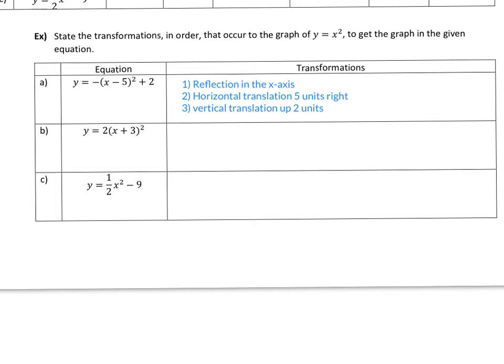Okay, looking at this second example here, we have the 2 out in front. That is positive, so it's still going to open up. We don't have that reflection in the x-axis, but what we have instead is that vertical stretch. It's going to make it skinnier. So we're going to say the first thing here is a vertical stretch by a factor of 2.